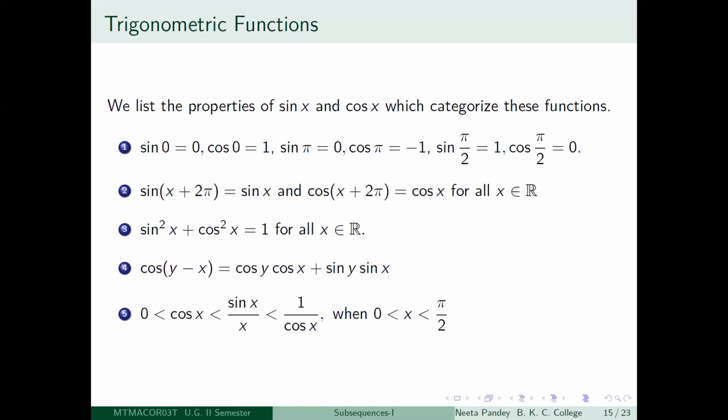So what is this inequality? It is telling you that 0 is less than cos x is less than sin x by x is less than 1 by cos x when x lies between 0 and pi by 2. Right? So this inequality we will need after some time. So all these properties, if any two functions satisfy all these 5 properties, then they have to be the sine function and the cos function.